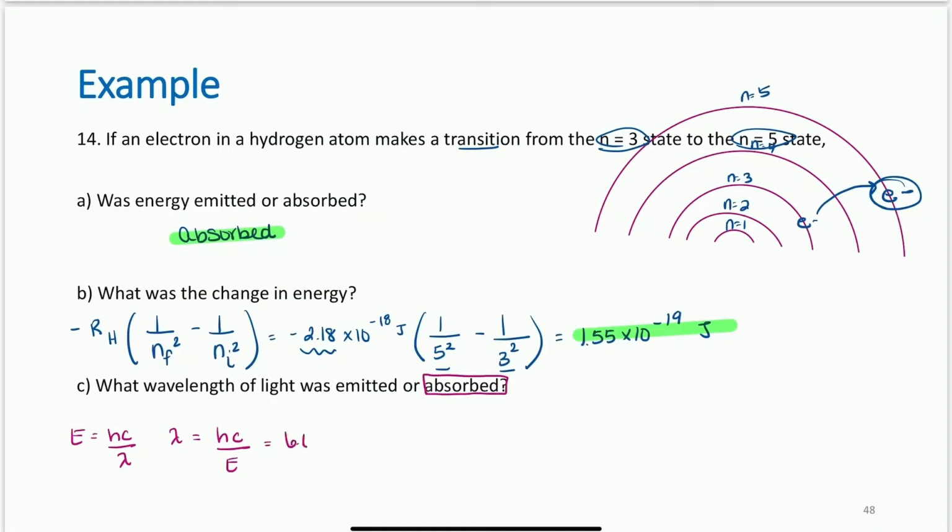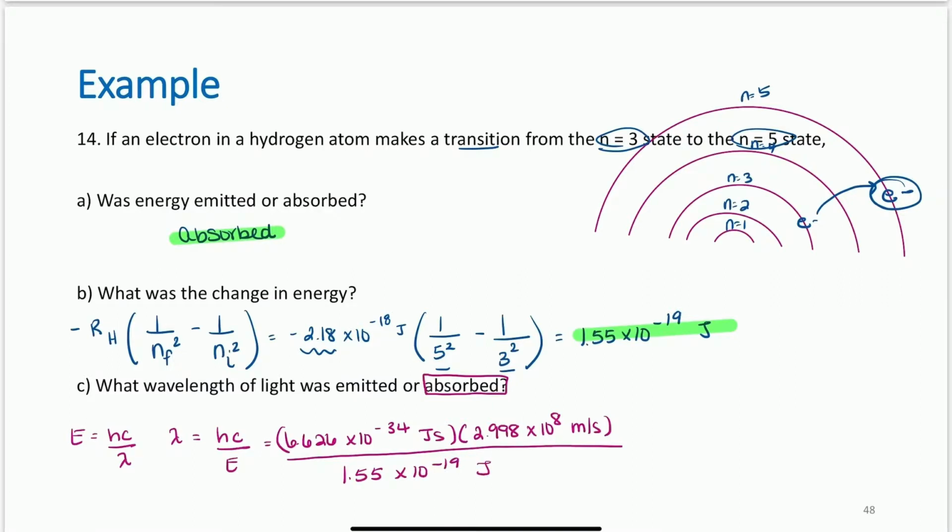So this is equal to 6.626 times 10 to the minus 34 joule seconds, Planck's constant, times the speed of light, 2.998 times 10 to the 8th meters per second, divided by our energy, 1.55 times 10 to the negative 19th joules. Just to check, make sure units are canceling. Joules and joules, seconds and seconds. This solves out to give me meters, 1.28 times 10 to the minus 6 meters.